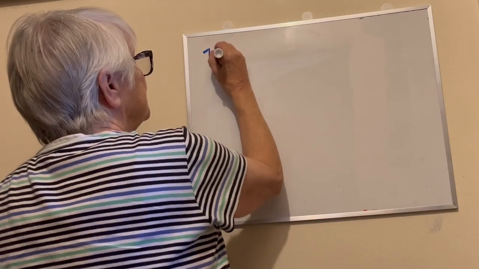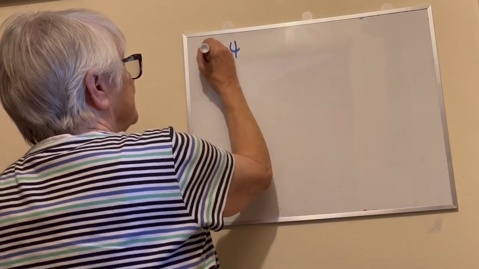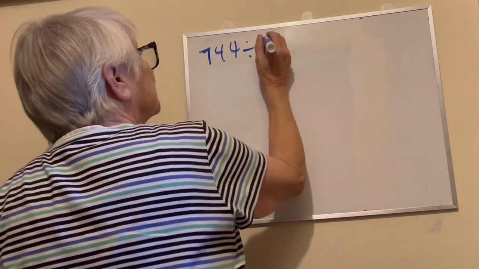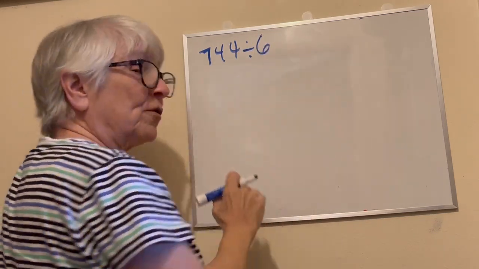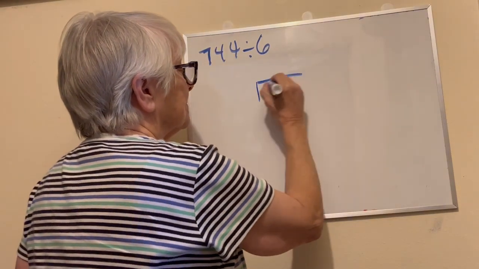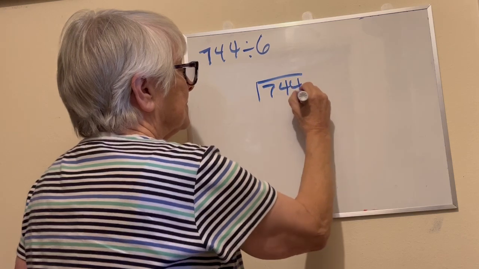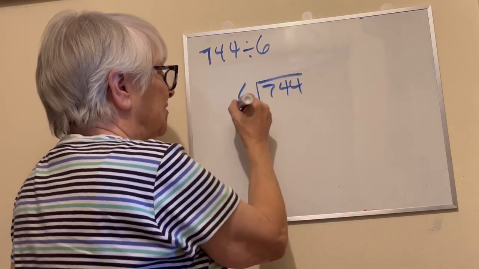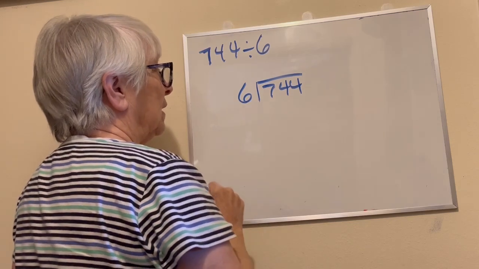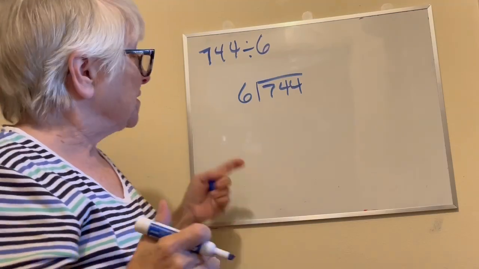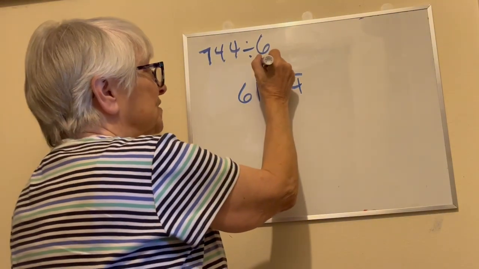744 divided by 6. 744 divided by 6. Remember, this one goes in the box. This one goes outside. Dividend in the box. Divisor outside the box. Does 6 go into 7? Well, this time it does. 6 does go into 7. Goes in there 1 time.